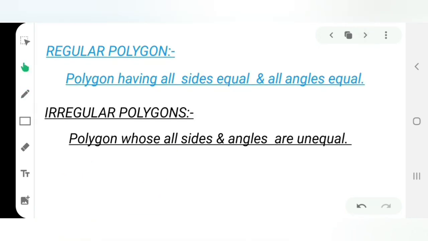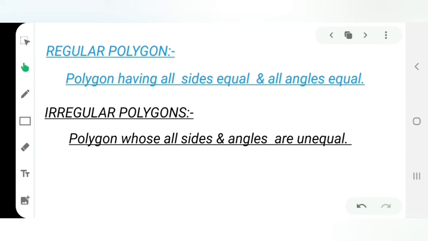Now we move to the topic of regular and irregular polygons. What are regular and irregular polygons? Polygons having all sides equal and all angles equal are called regular polygons. Polygons which have no sides equal and no angles equal are called irregular polygons. It means if even a single side or single angle is unequal, then it is an irregular polygon.